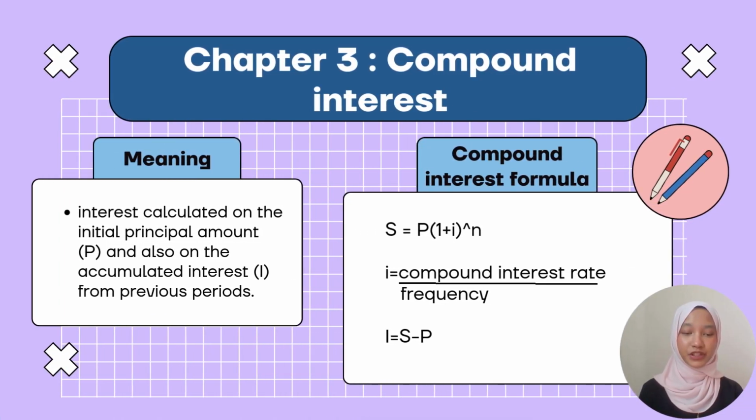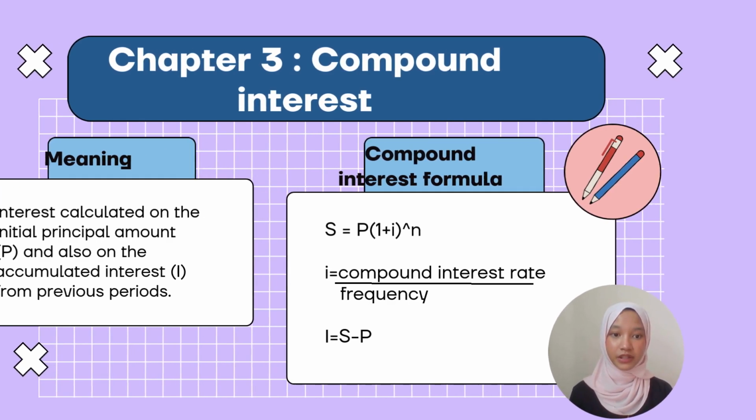Focusing on Chapter 3, which is compound interest. Compound interest is the interest calculated on the initial principal amount and also on the accumulated interest from previous periods. There are three formulas we're using in this chapter. The first is to find the future value S, the second is to find the interest rate, and the last is to find the interest amount.